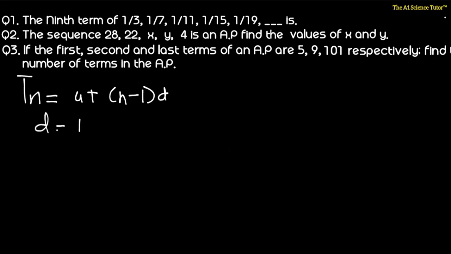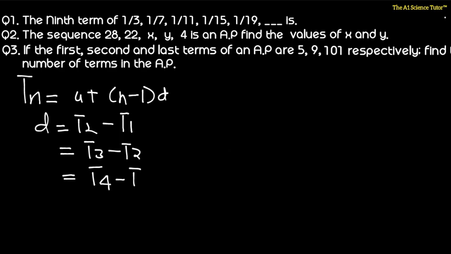You could get d by subtracting t1 from t2. Or if you have t3, you could subtract t2 from t3. If you have t4, you could subtract t3 from t4. That basically gives you the common difference for the sequence. So this is actually what we need.